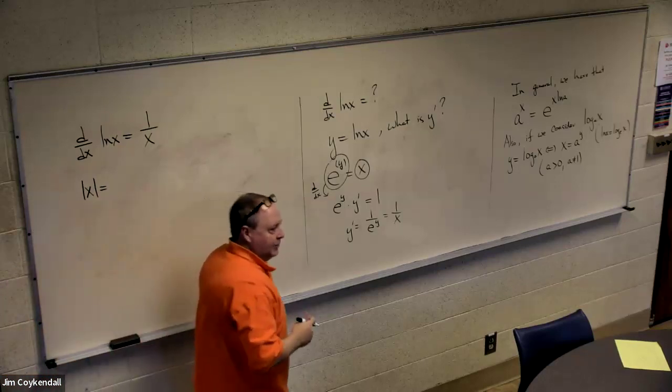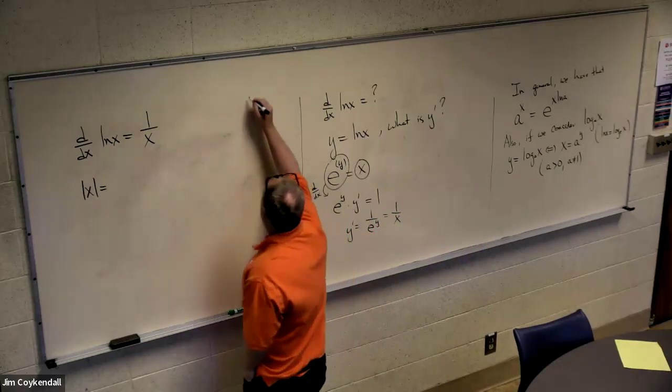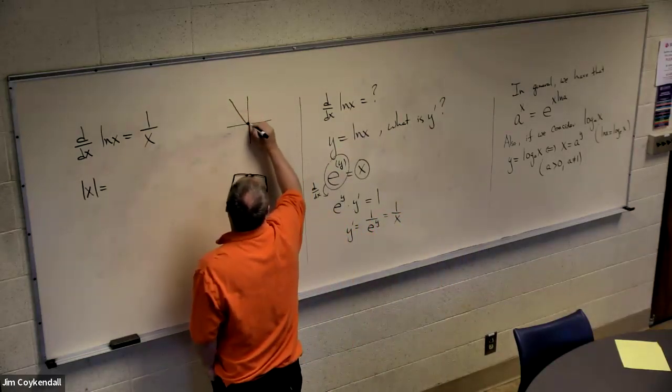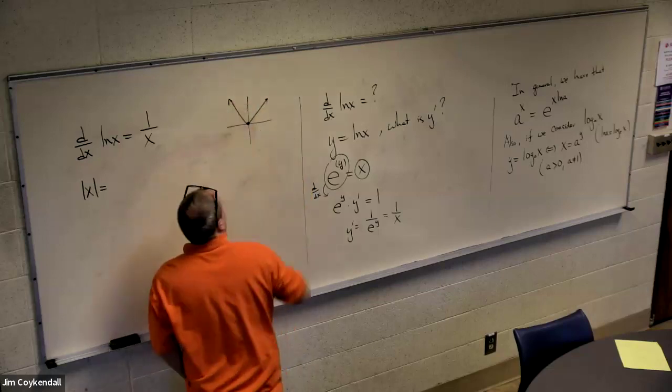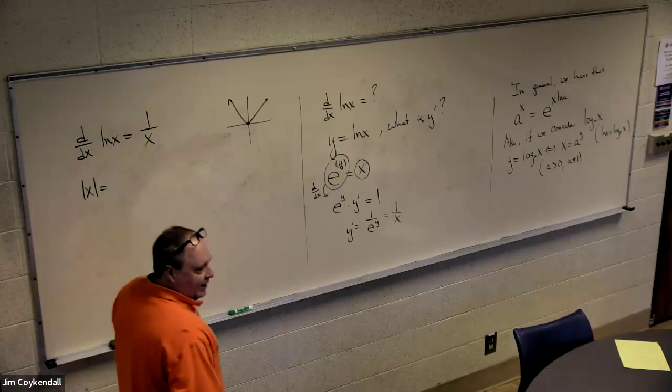Let's see the function, the absolute value of x. Does anybody, I mean, you all have seen pictures of this, right? Looks like a V. Does anybody know how this function is defined?